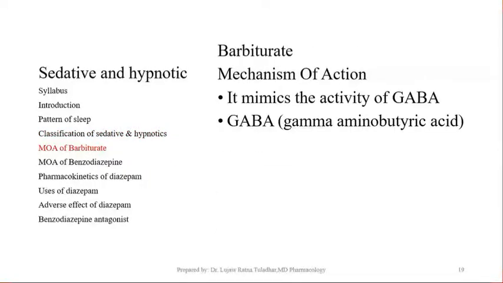Now, basically, the mechanism of action of these sedatives and hypnotics is the same. That is, they mimic GABA. GABA stands for gamma amino butyric acid. Basically, it is an inhibitory neurotransmitter. We have GABA in our brain, but these drugs only enhance the activity of GABA. A higher dose can mimic the activity of GABA also. So basically they enhance the activity of GABA.